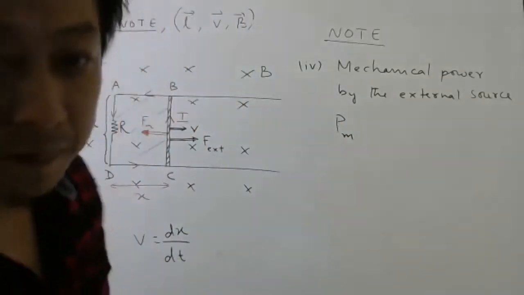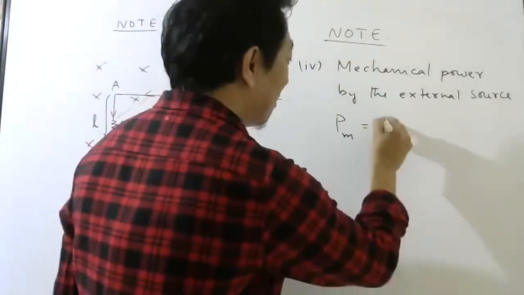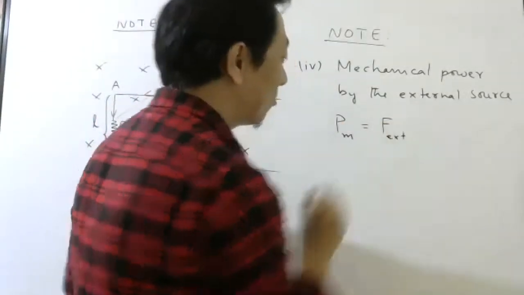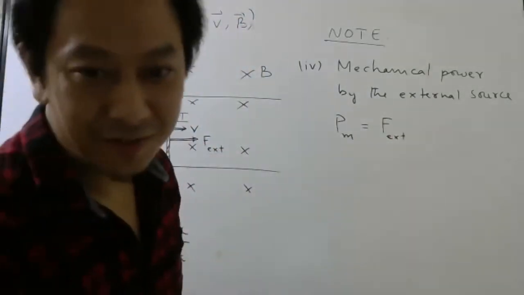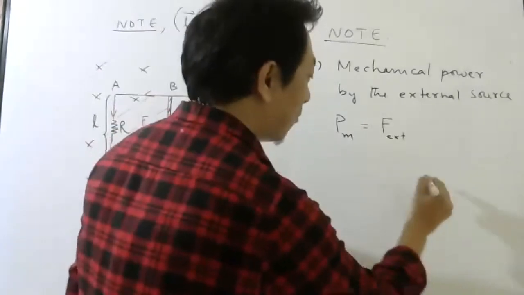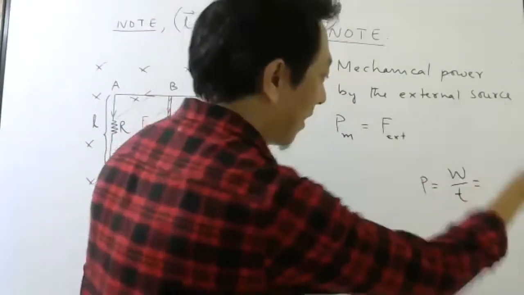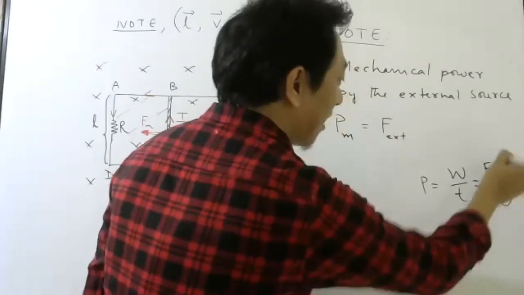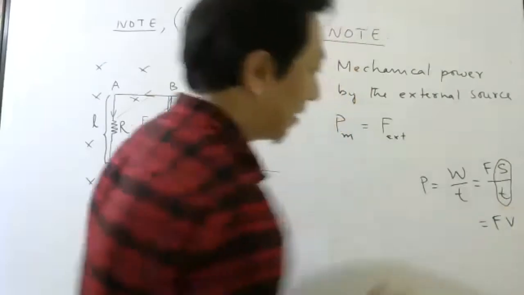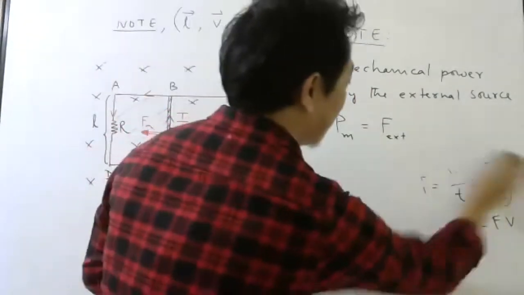Let me write M. I hope you remember the first PU formula. Force into what, students? Force into velocity. Those who have forgotten, look here. Power is work done by time. Work done by external force is force into displacement. Displacement divided by time is velocity. And since it is uniform velocity, you can write it directly.